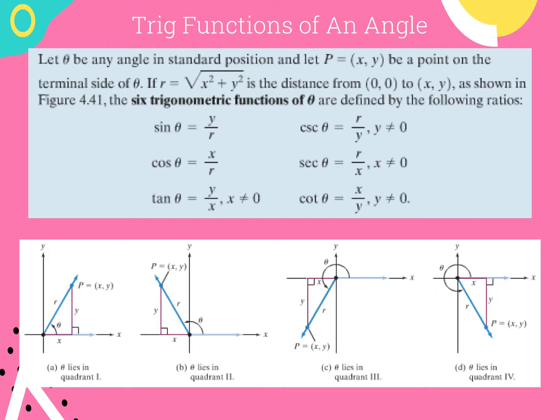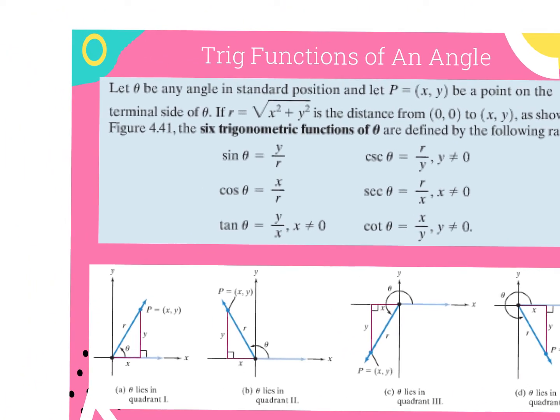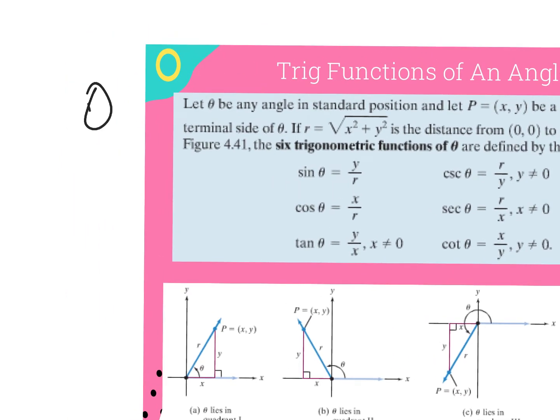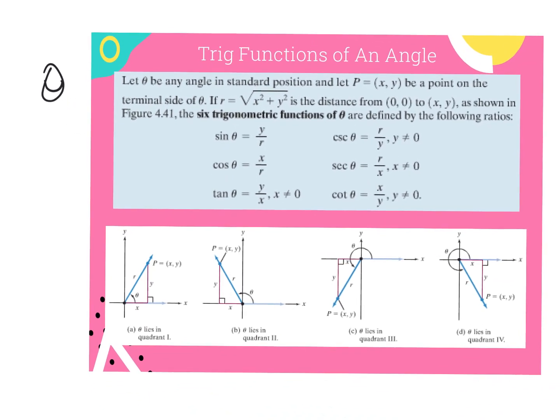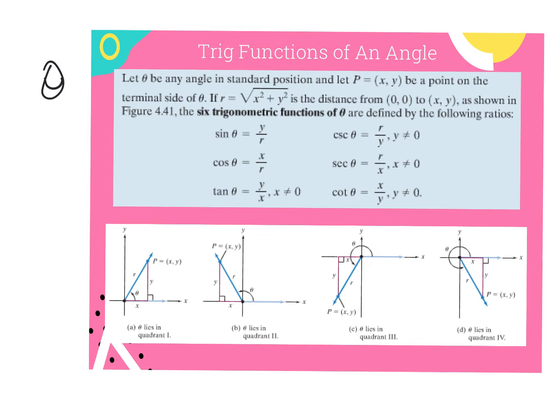So over here it says the trig functions of an angle. Now your geometry teacher might have referenced the symbol theta. This is what we're going to be using for our angle measures. It sort of looks like this. This is theta. So this is going to be any angle that's in standard position, and we're going to let the ordered pair P be any point on the terminal side of our angle.